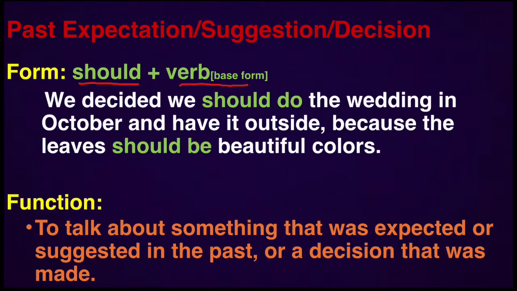So we decided we should do the wedding in October. So here the should is like a decision that we had made in the past. Because the leaves should be beautiful colors, here this should is talking about what we expected to happen in the past. So if somebody makes a decision or a suggestion in the past, we can use should. Or if we're expecting something to happen in the past, we can use should. We can also use these to talk about the future too, but in this video we're just focusing on the past. So we can use should to talk about something that was expected or suggested in the past or a decision that was made.